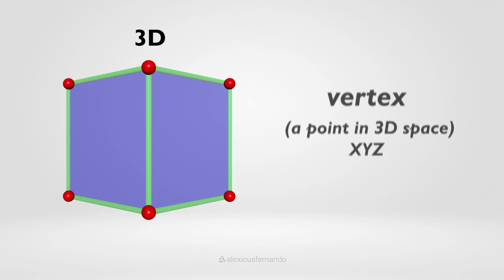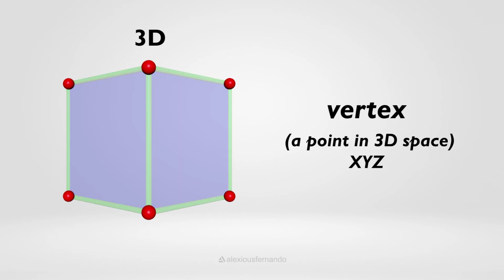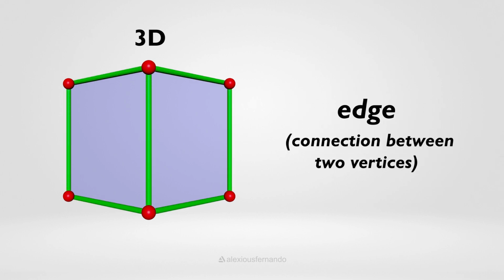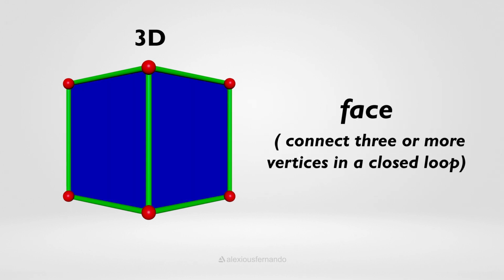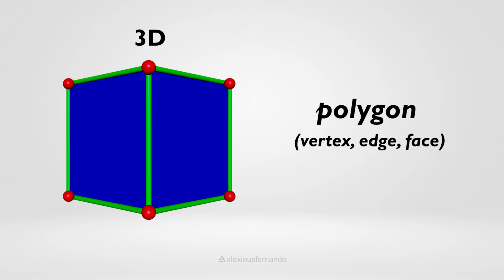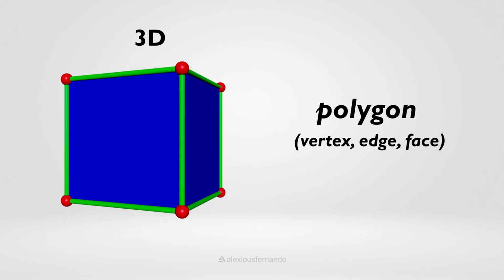Vertex is a point in 3D space, which has a mathematical value in X, Y, and Z coordinates. If you connect two vertices, you have created an edge. If you connect three or more vertices in a closed loop, you have created a face. All these elements together are called a polygon. This gives an illusion of creating an object in 3D.